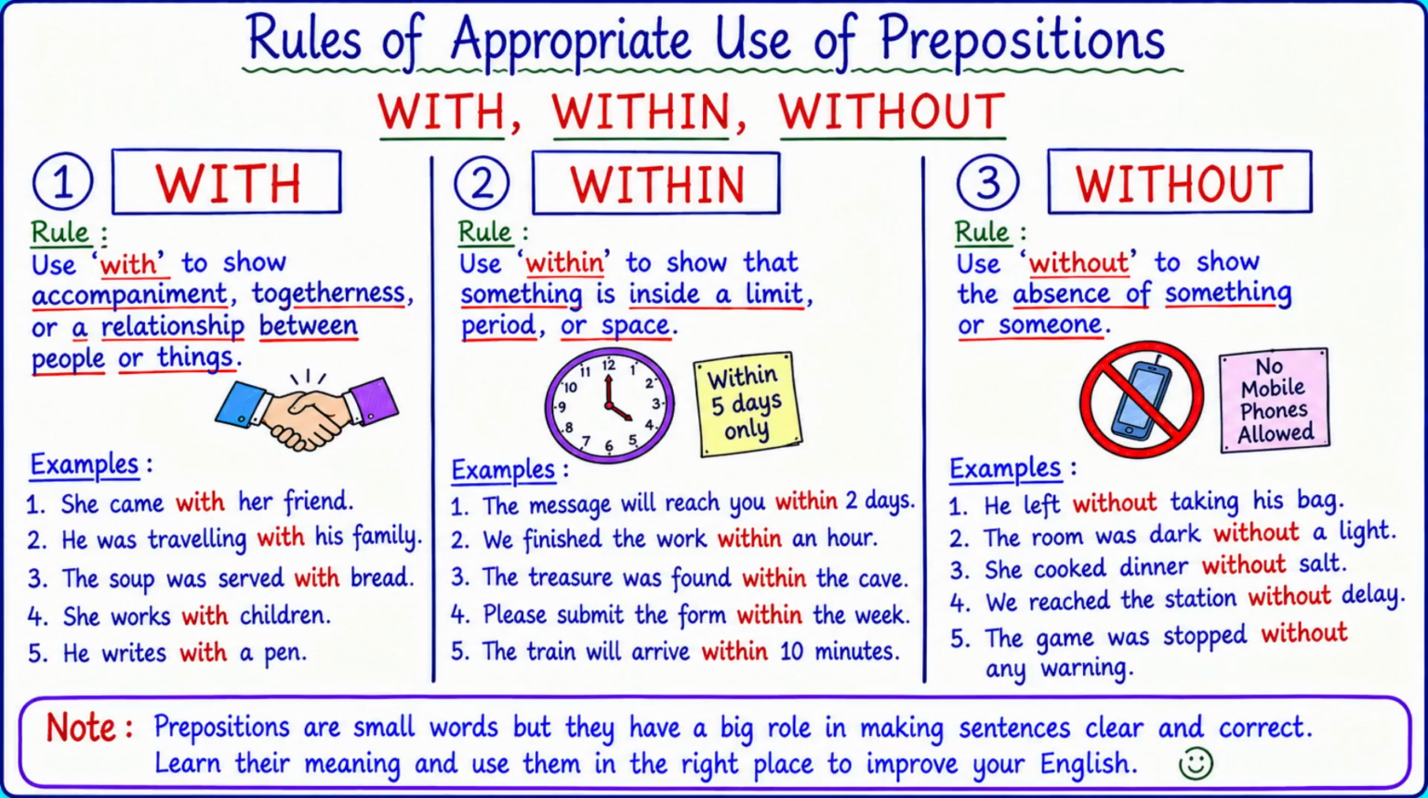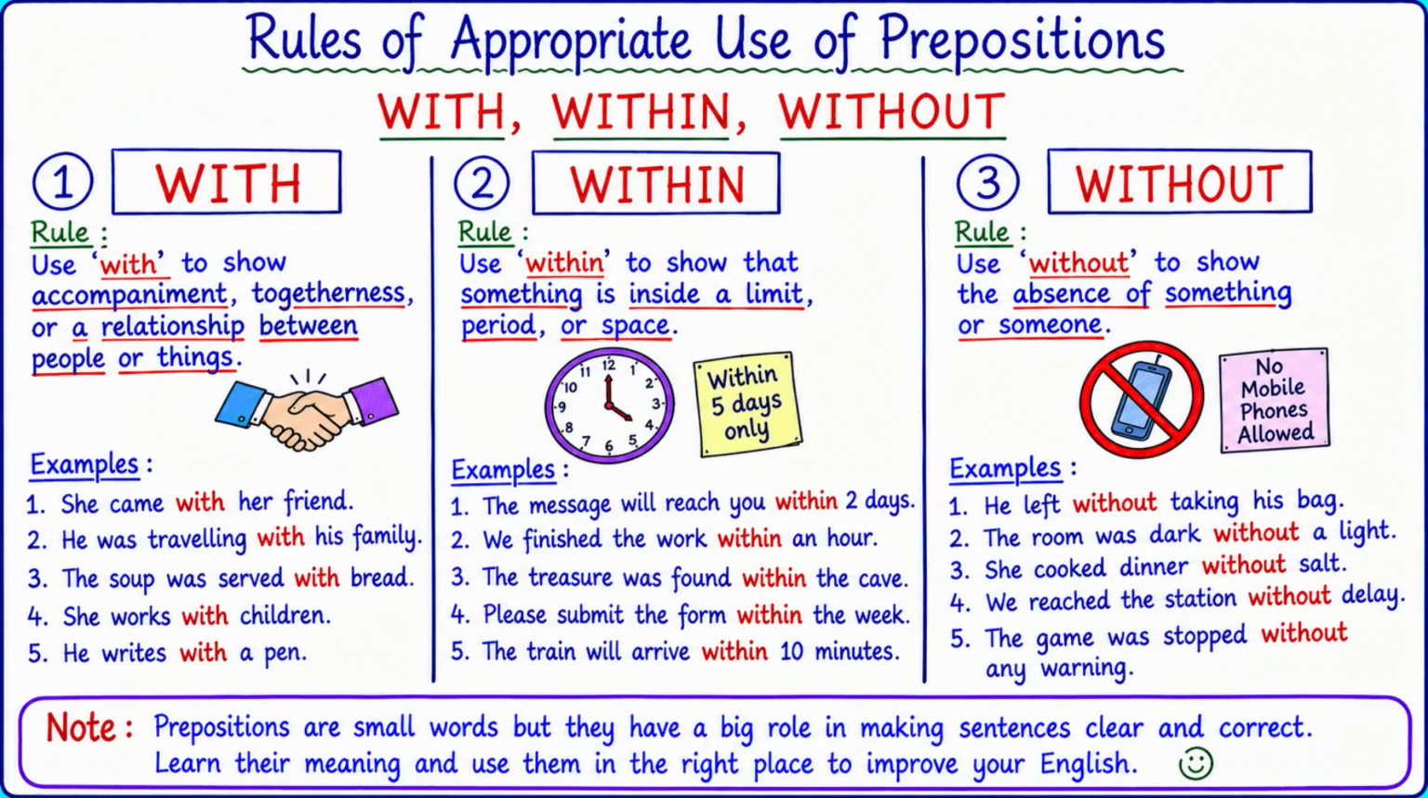3. Without. Finally, let's learn without. We use without to show the absence of someone or something. In simple words, without means that something or someone is not present, included or used. Let's look at the examples.